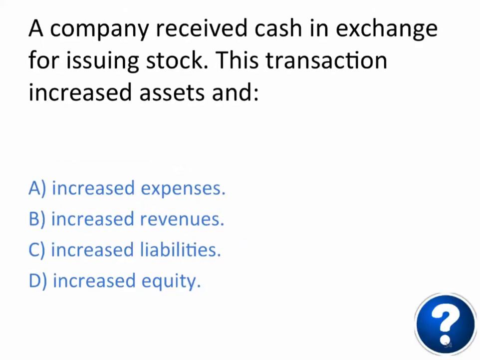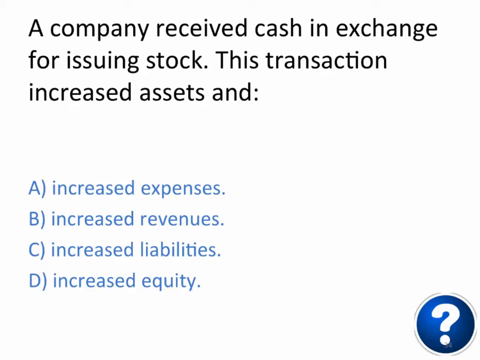Okay, a company received cash in exchange for issuing stock. So someone came to the company, gave the company cash, and the company gave out stock. Now remember, we are always analyzing these transactions, unless told otherwise, from the company standpoint. So this transaction increased assets, because cash went up.